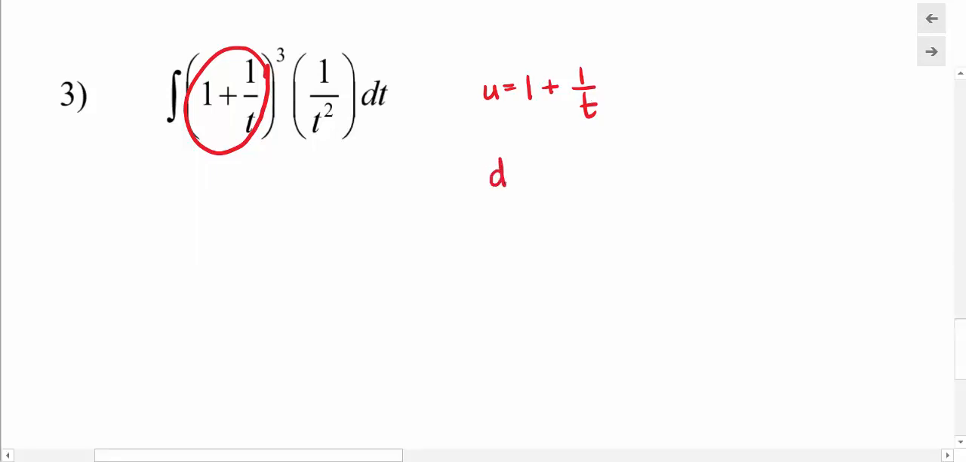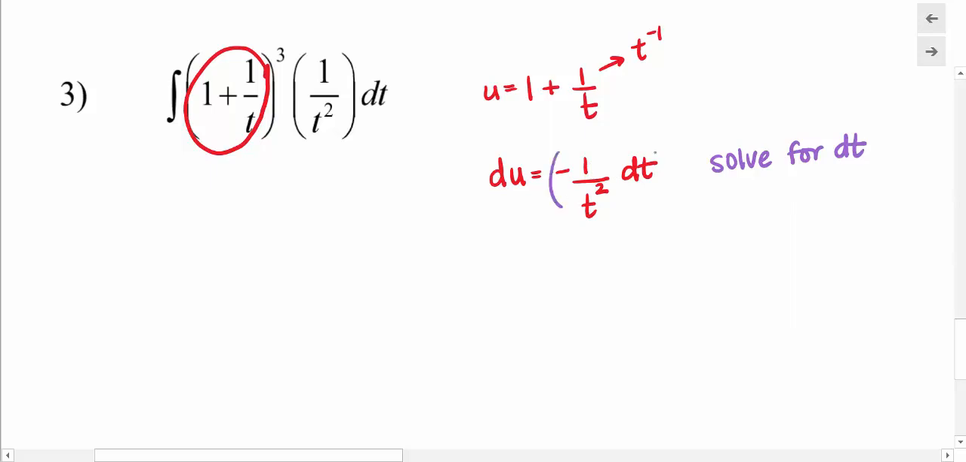All right, so then du, derivative of 1 is 0, and derivative of 1 over t, if you need to think about this as t to the negative 1, you can, because this would be negative 1 over t squared, or negative 1 t to the negative 2. Again, don't forget that dt. Now, when we solve for dt here, right now, it's dt is being multiplied by negative 1 over t squared. So we're going to actually multiply both sides by negative t squared.